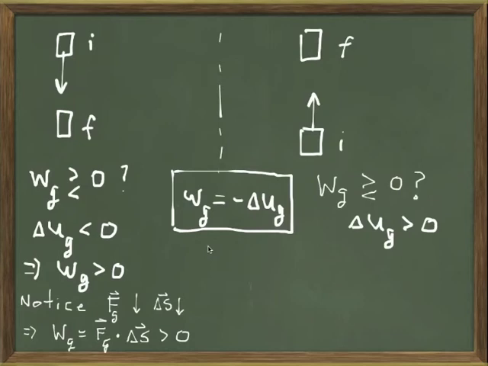And then you refer to this equation that tells you that if the change in potential energy is positive, the work of the force, in this case gravity, should be negative. So that tells you that the work done by gravity is negative.